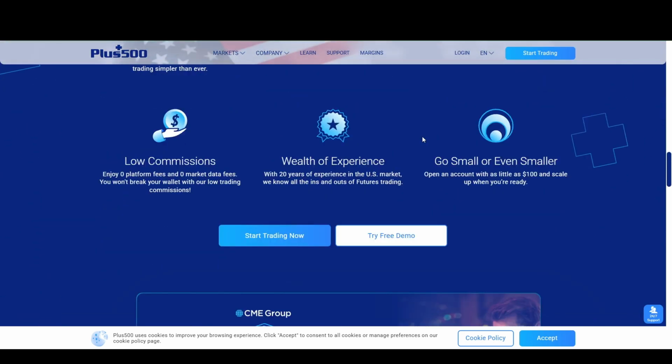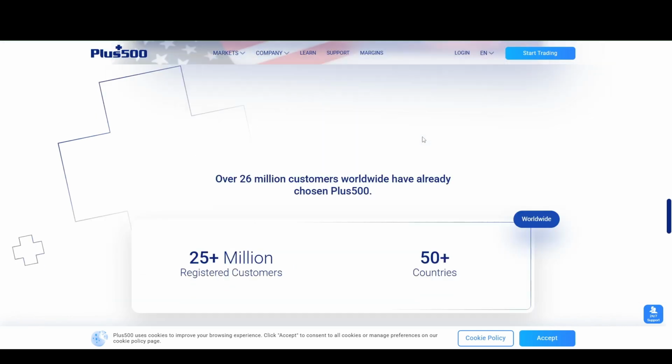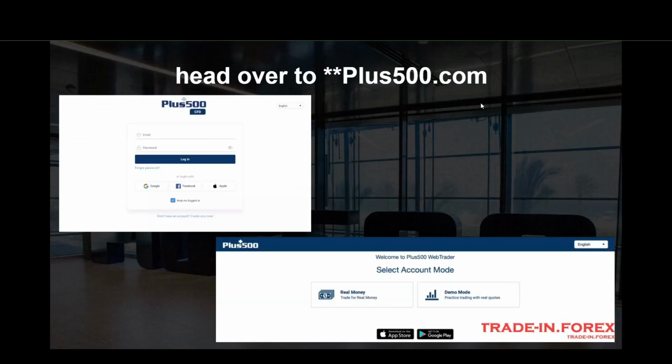Let's jump right in. First things first, you need to create an account on PLUS500. Visit their website and sign up. Once your account is verified, make sure to deposit funds to start trading. It's crucial to familiarize yourself with the platform interface, which is user-friendly and accessible from any device.